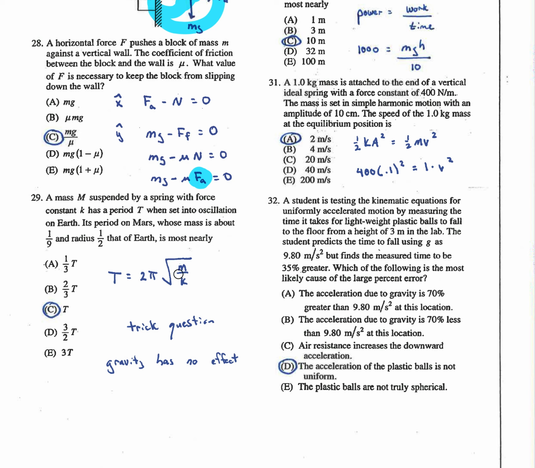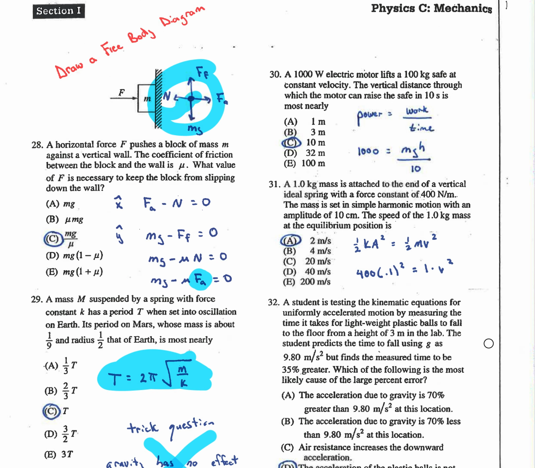Total trick question. We know that this is the period formula for a mass on a spring, and you take it to some new planet, which has no effect whatsoever, right? Gravity does not affect springs. The mass of the spring and the stiffness of the spring affect the period of a spring.